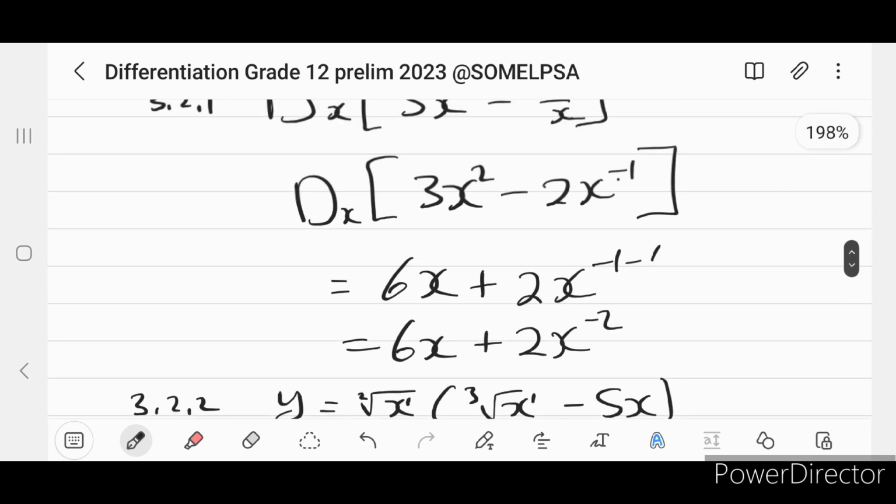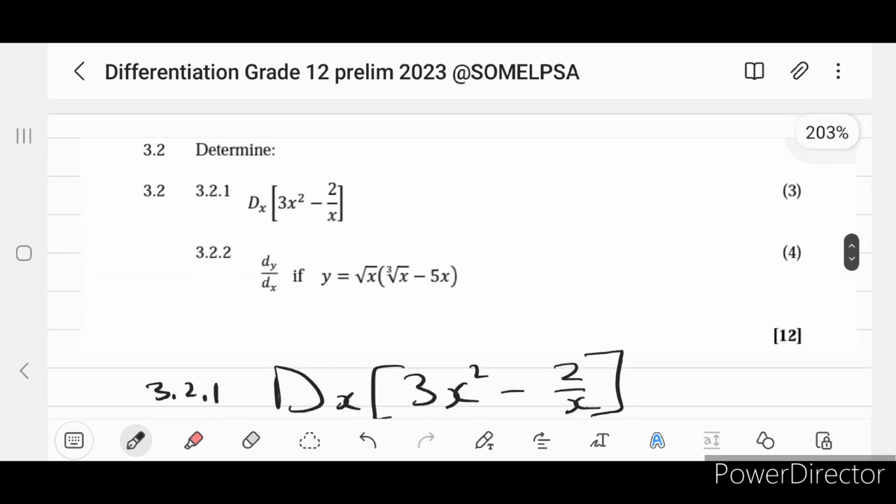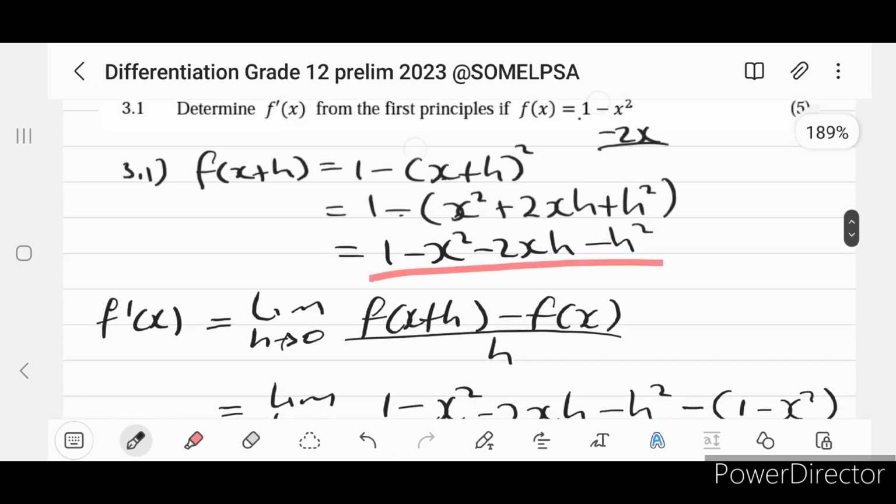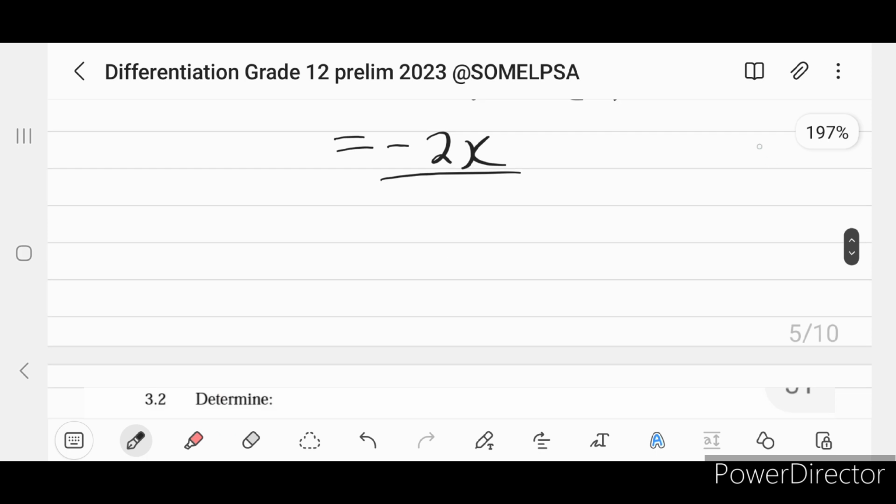Okay, so we are done also with, what province is this? Northwest done. Let's see if we cannot attempt another province.